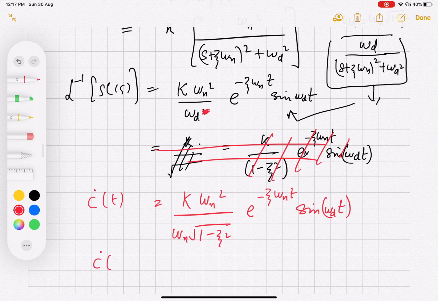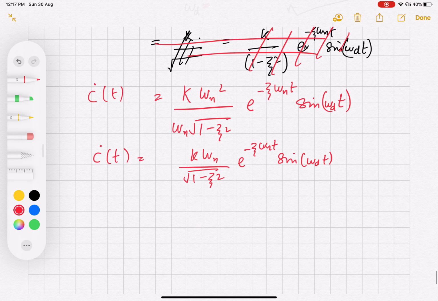So we can simplify this as k omega n over under root of 1 minus zeta square, and then you have exponential minus zeta omega n t sine omega d t. This is okay. Right, so this is the expression for c dot t.